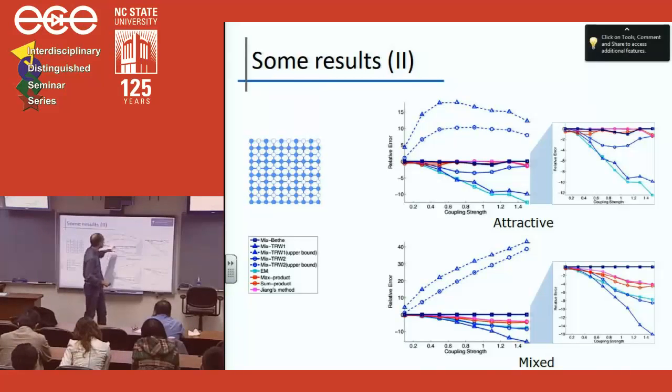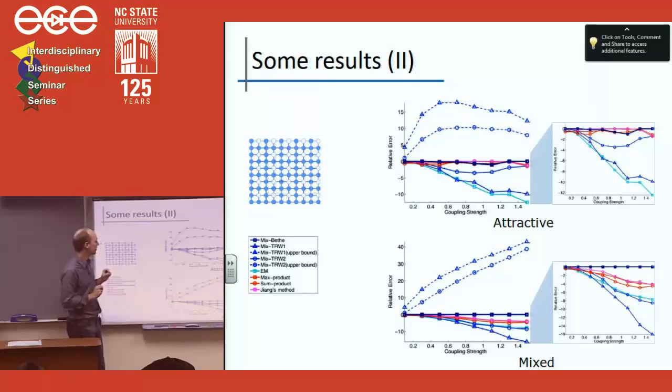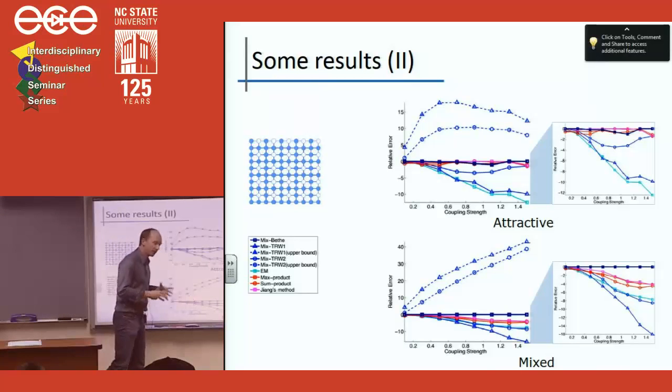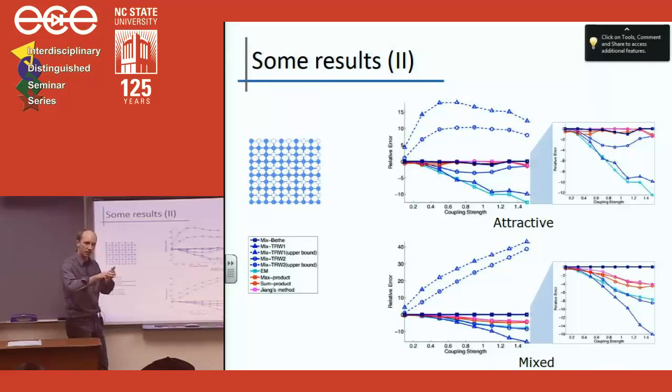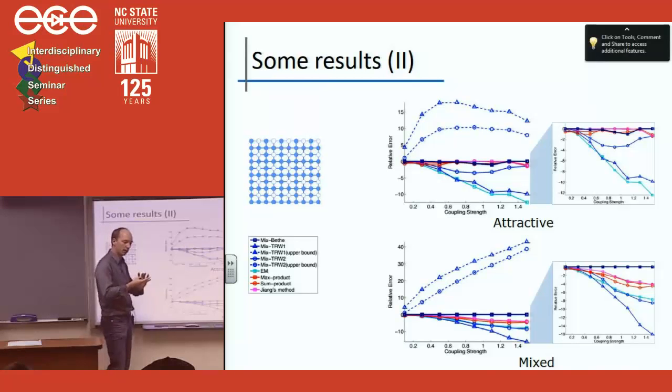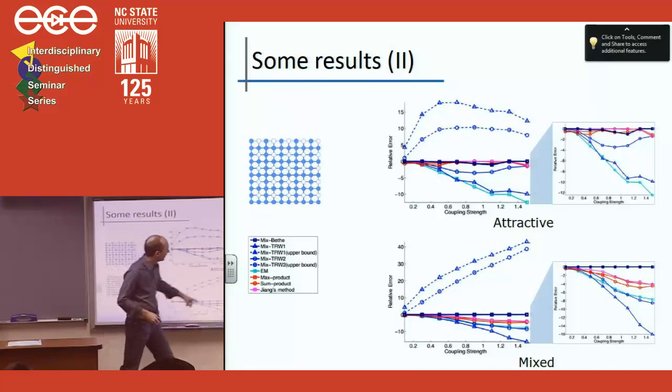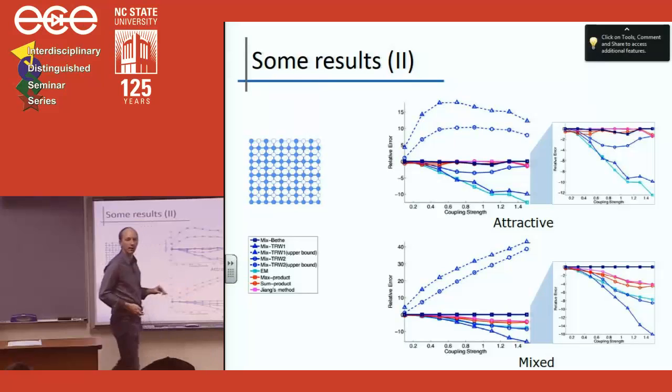Here on this problem, these are attractive models, so everyone wants to take on the same value. And we and several other algorithms are doing pretty well. But in mixed interactions, where some of the variables are changing the polarity of their preferences, in something like that, we tend to do much better.